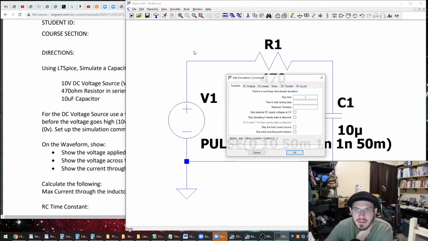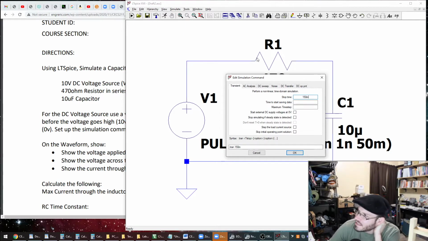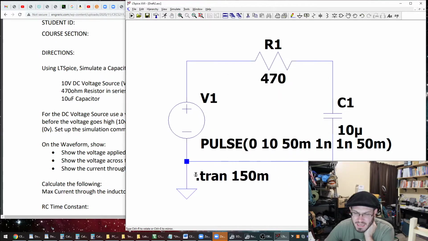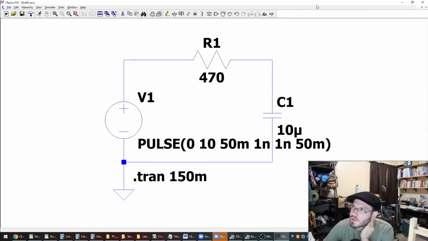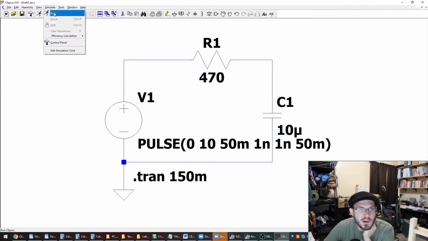So simulate, edit simulation command, stop time 150 m. So I just went to simulate, edit simulation command, and for the stop time, 150 lowercase m. Hit OK, and you'll place the simulation command on the circuit. Left click once, and we're done. This should run now. I'm going to go ahead and full screen this, and I'm going to go simulate and run.